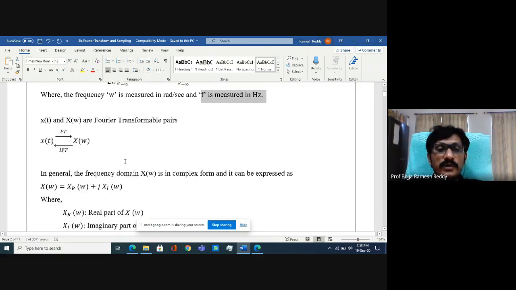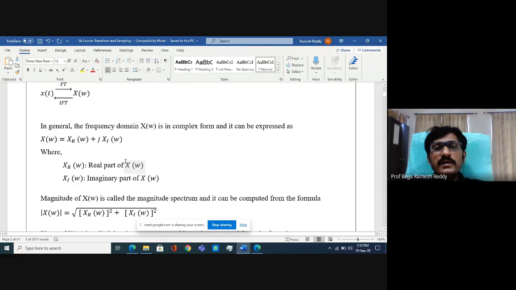That is the meaning of Fourier transformable pairs. In general, the frequency domain X of omega may be complex. Most of the times, frequency domains are in complex form, and graphical representation is not possible. That's why we go for magnitude spectrum and phase spectrum.